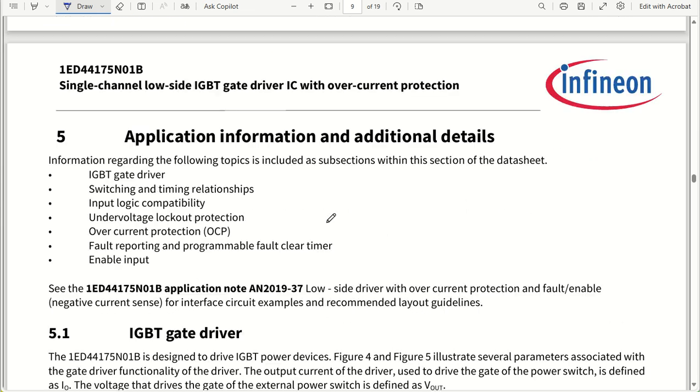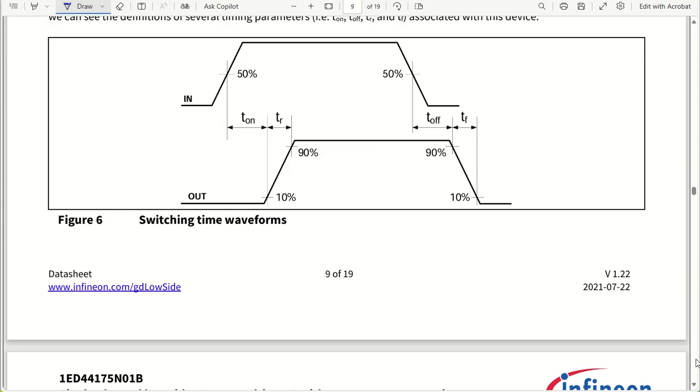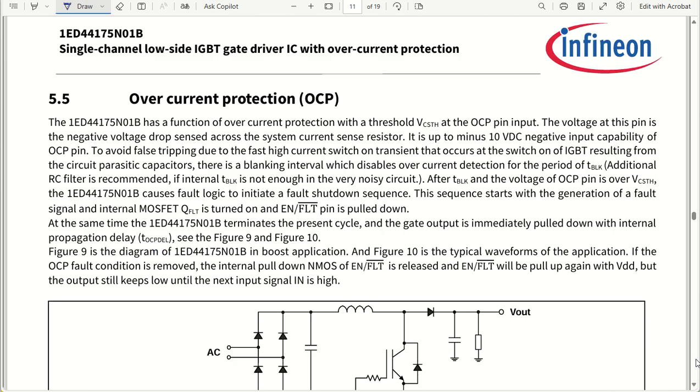Coming back to the application information, what are the other things you can see here? It has IGBT gate driver, switching and timing relationship, logic input compatibility, and under voltage lockout protection and overcurrent protection. All these things we have already seen in this particular IC, so we'll not consume our time on this. Let's directly get into the typical application that we will see.